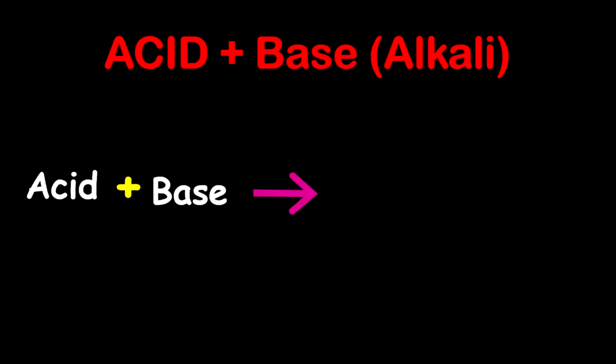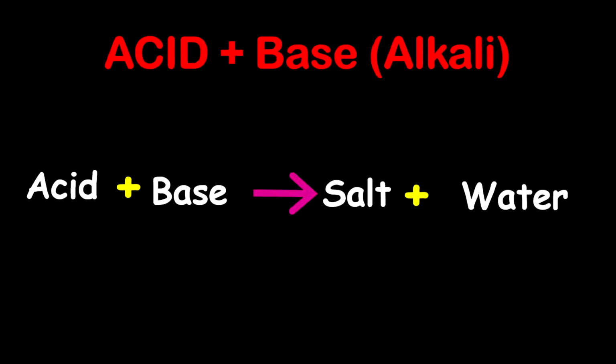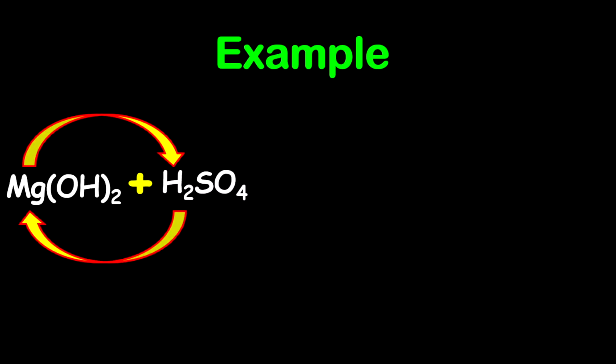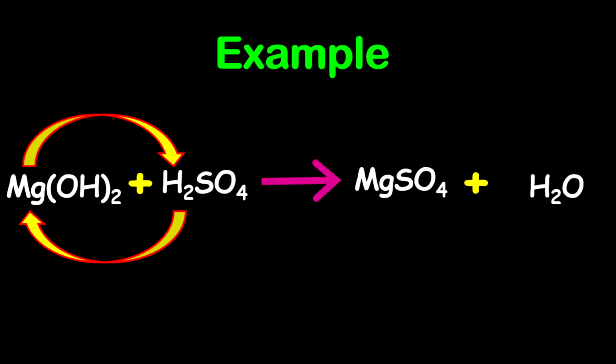And this is acid-base reaction, or reacting acid with alkali. And so acid reacts with base to produce salt and water. Now let's look at an example. Let's take, for example, magnesium hydroxide reacting with sulfuric acid. This reaction, as you notice, is like a double replacement reaction. And so this reaction will produce magnesium sulfate and water.